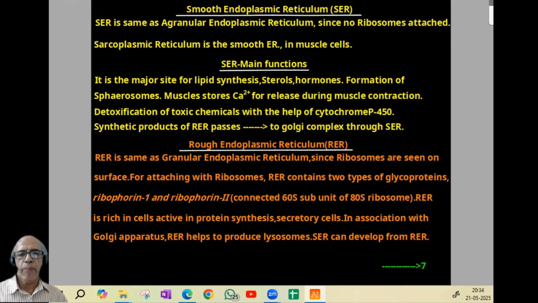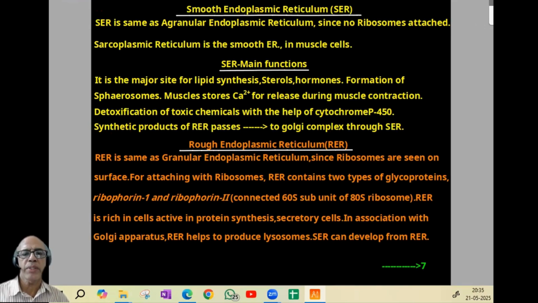It is a major site for lipid synthesis, sterols, hormones, formation of spirosome. Muscle stores Ca2+ ions for release during muscle contraction. Then detoxification of toxic chemicals with the help of cytochrome P450. Synthetic products of ARIA pass to the Golgi complex through SCR. Some main functions are given. Still many are there, but that is far away from NCERT.